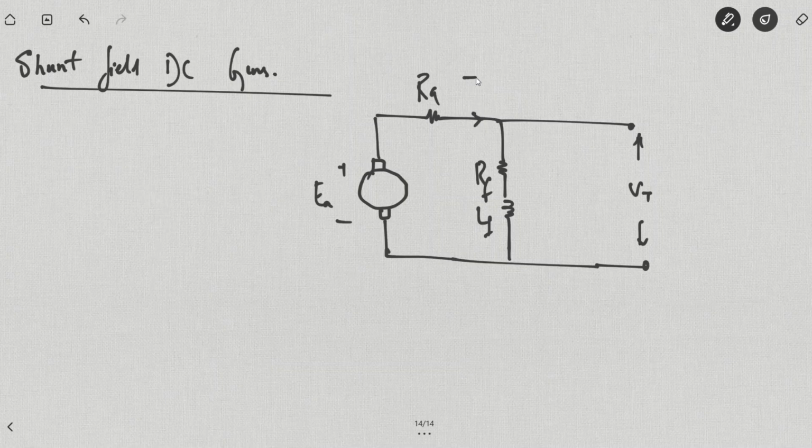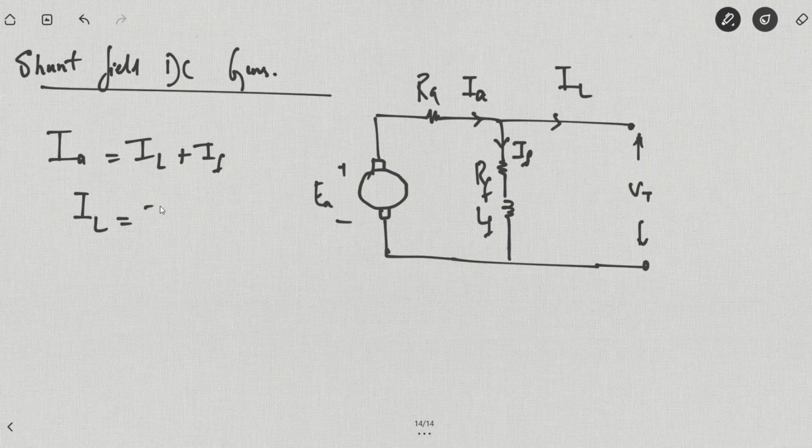So as we know, armature current will be in this direction, the field current will be in this direction, the line current will be in this direction. So looking at the KVL equations first, as we have EA, firstly, IA is equal to IL plus IF, or in other words we can say the line current will be equal to IA minus IF.